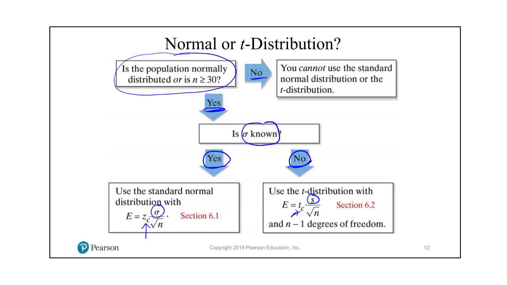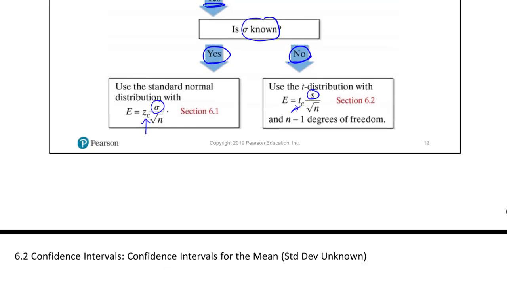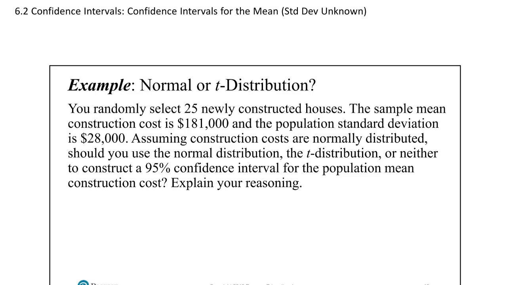That's the difference. For example, let's look to see and decide whether we can use the normal or the t or neither. You randomly select 25 newly constructed houses. The sample mean construction cost is $181,000, and the population standard deviation is $28,000. Assume construction costs are normally distributed. Should you use a normal, t, or neither in constructing a 95% confidence interval for the population mean?